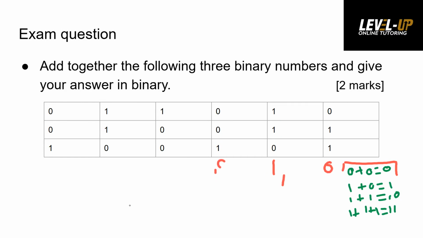1 and 1 is 0, carry the 1. 1 and 1 is 0, carry the 1. 1 and 1 and 1 is 1, carry the 1. 1 and 1 is 0, carry the 1. So adding all of these numbers up will give us 1, 0, 1, 0, 0, 1, 0.